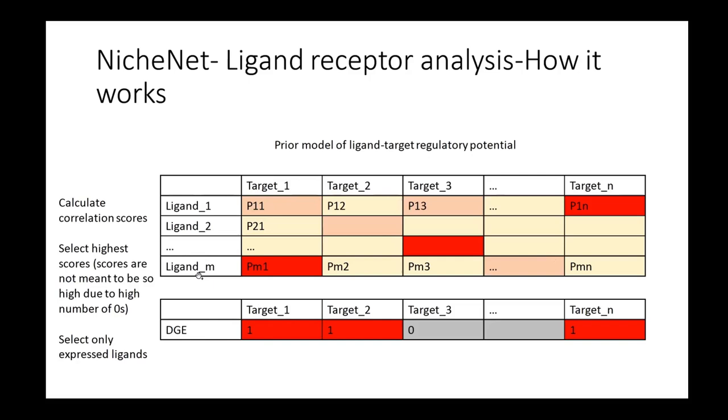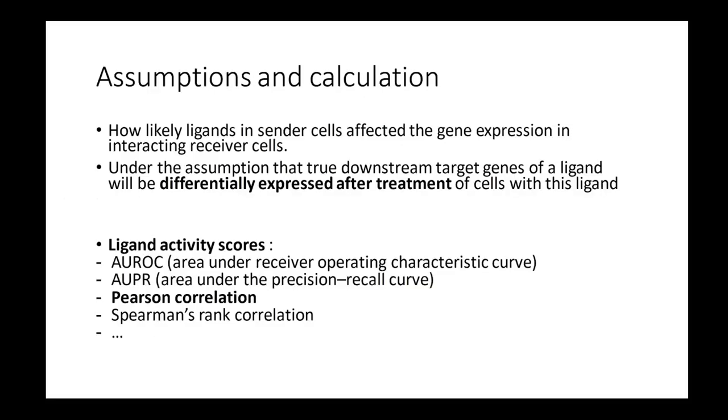So here in this setting, probably that ligand and that ligand might correlate with the differential gene expression that you have here. And so at the end, what you get is a score, a Pearson correlation and a Spearman rank correlation of your ligands, such that you know which ligands are more likely to be regulating the list of differentially expressed genes that you have.